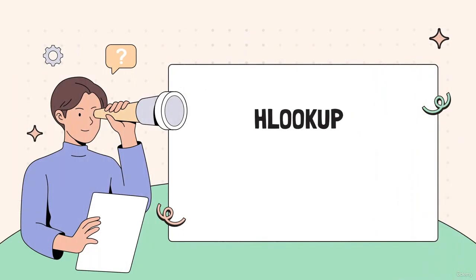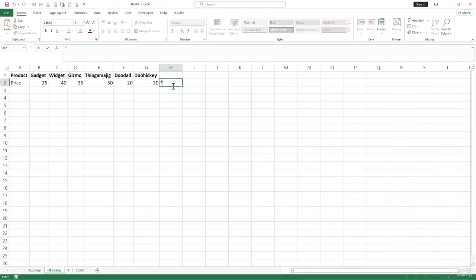Next, we have HLOOKUP, which stands for horizontal lookup. It works similarly to VLOOKUP but searches for a value in the first row of a table and returns a value in the same column from a specific row. So here I want to show the syntax with HLOOKUP. Let me type HLOOKUP here. Then the first one is the lookup value, table array, row index number, and range lookup. So this is the same.